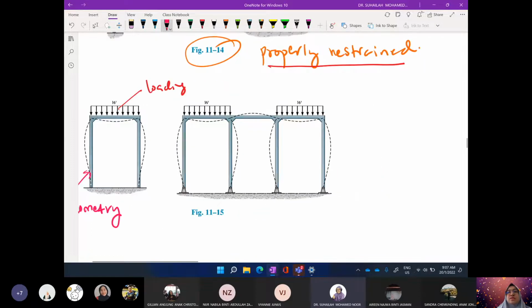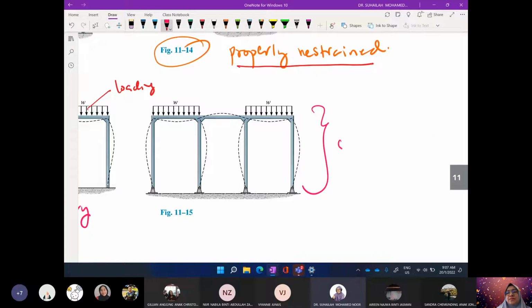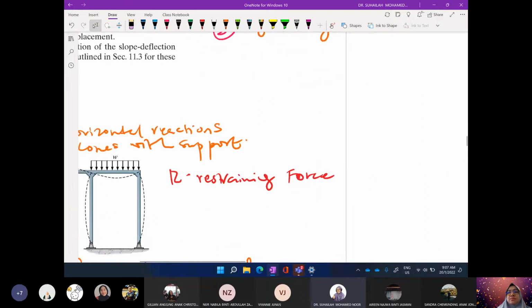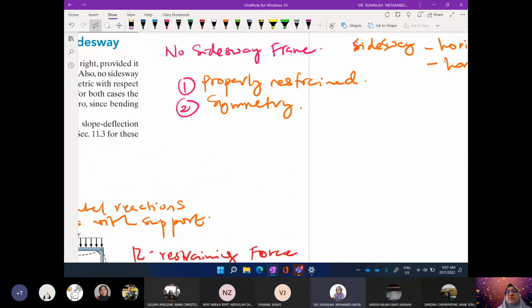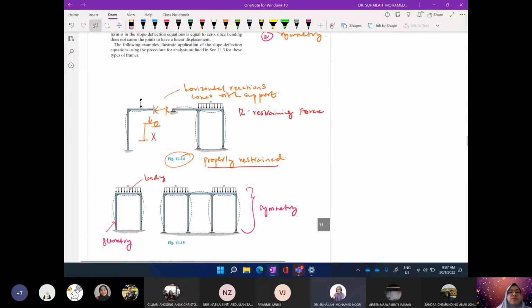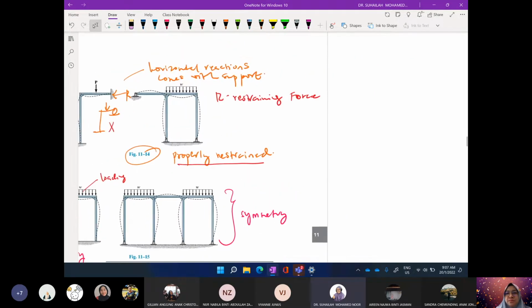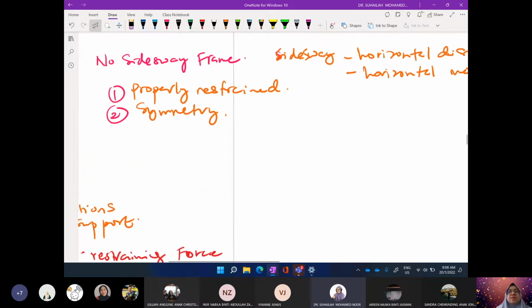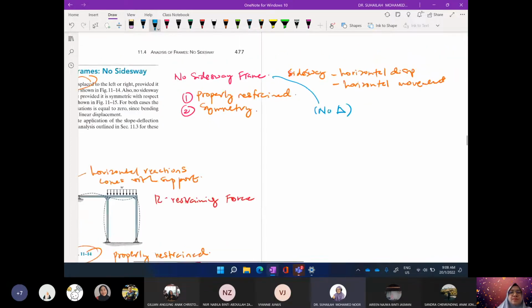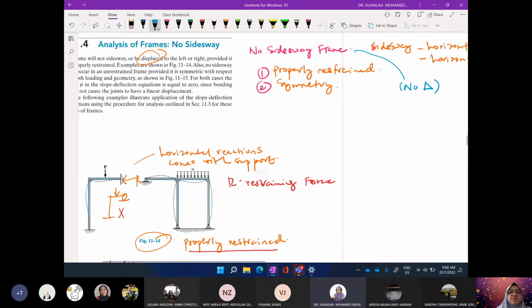So all this is called symmetry. Symmetry is reason number 2: no sway will occur. No sway means no delta.